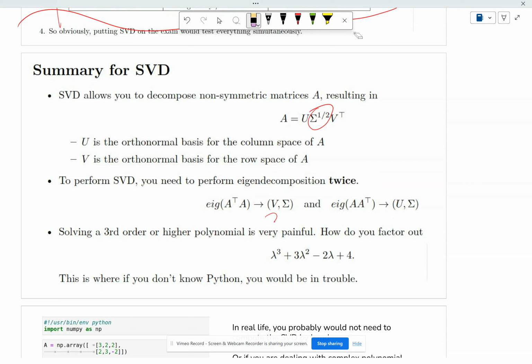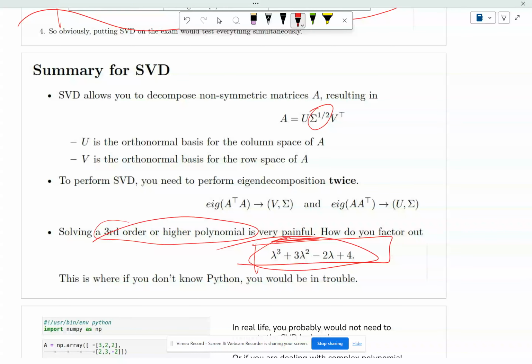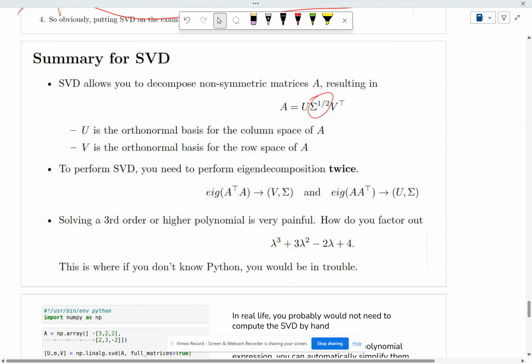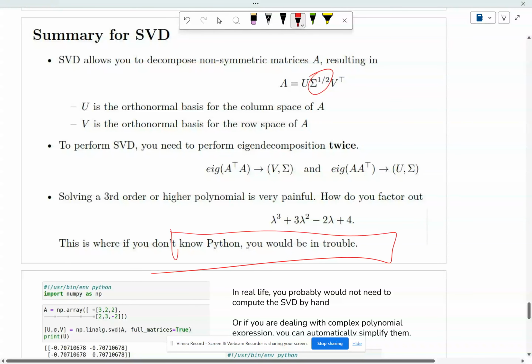Now, solving a third order or higher polynomial is very painful. Very painful. If you try to solve this, it could just take you a long time. So ideally, on the exam, I'm going to try very hard not to give you this problem. I will do what I can to make it much easier to factor, but you would need to know how to factor. And this is where knowing Python would really help you in the future, so you don't have to do it by hand.